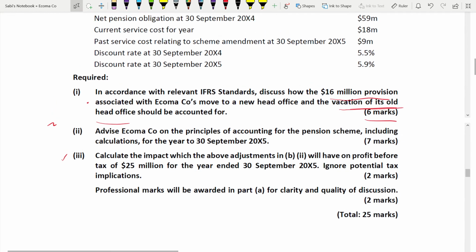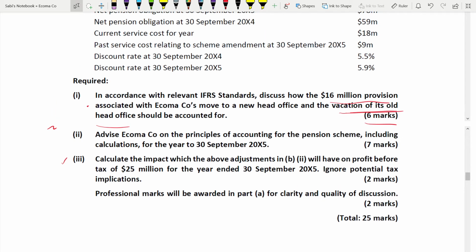In fact, both the second part and the third part are related to your pension. This one is related to this one. That means you have to do this in order. You cannot do this without this. First, you have to get this correct, then you have to do this. It's linked. So the second one is advice on the principles of accounting for pension scheme. Very easy. Same as how you have done for the previous one: the head office, the impairment, the provision. You have to do this time for pension scheme. Including calculation. Write also, calculate also. For the year to 30th September 2005. They have given you the year.